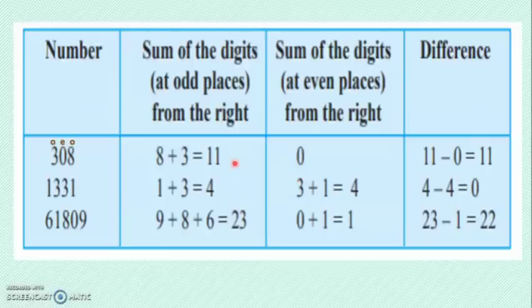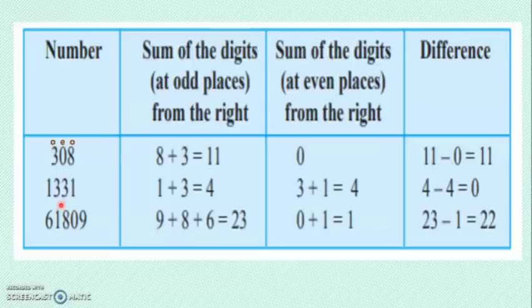Now what we have to do is find the difference between the results. So the difference is 11 minus 0. You got 11. 11 is divisible by itself. Yes. So this number will be divisible by 11. What is the condition? It should be either 0 or divisible by 11. Okay. Let's see the second one.